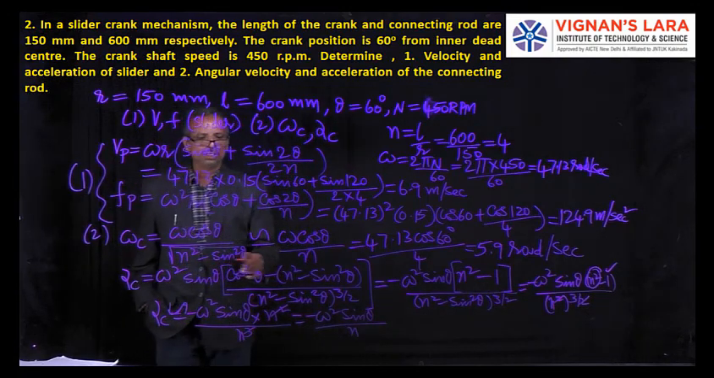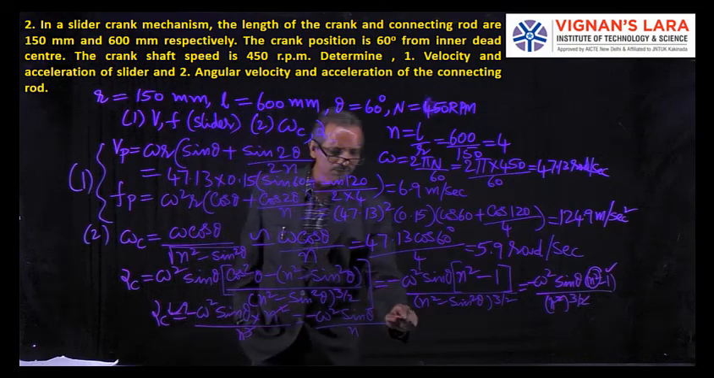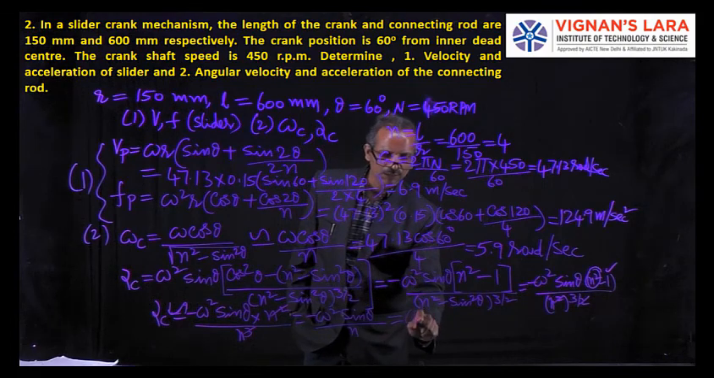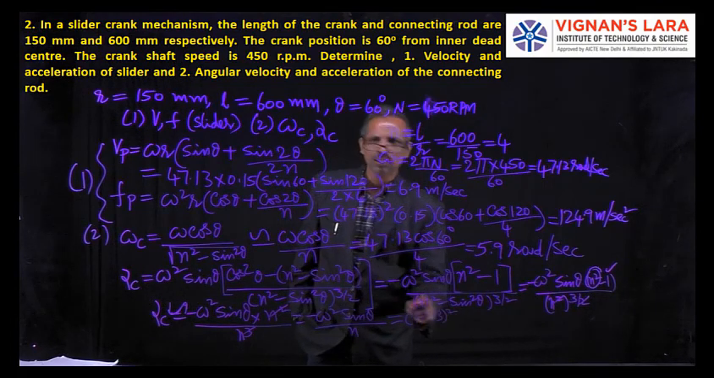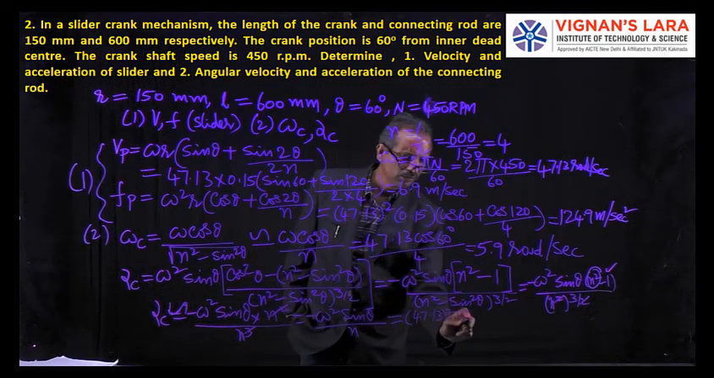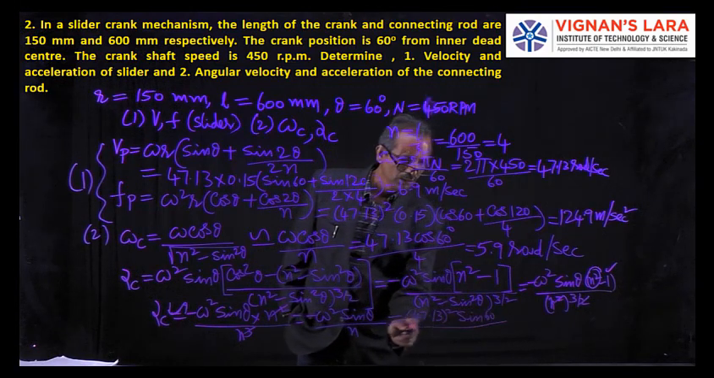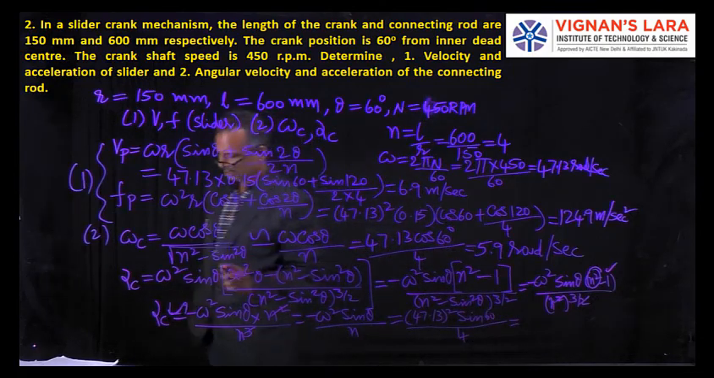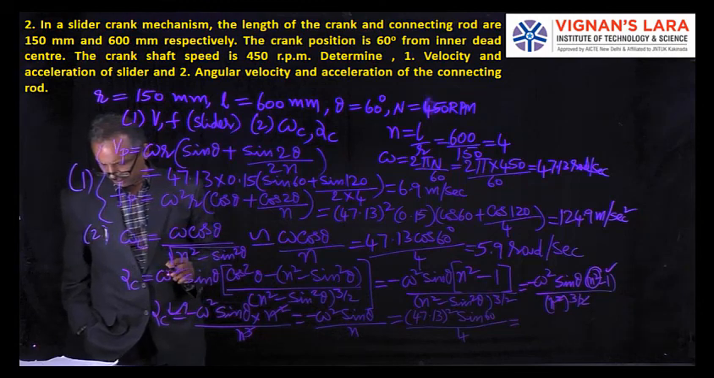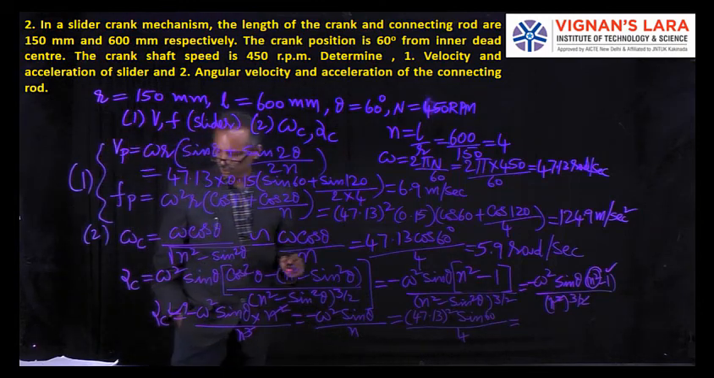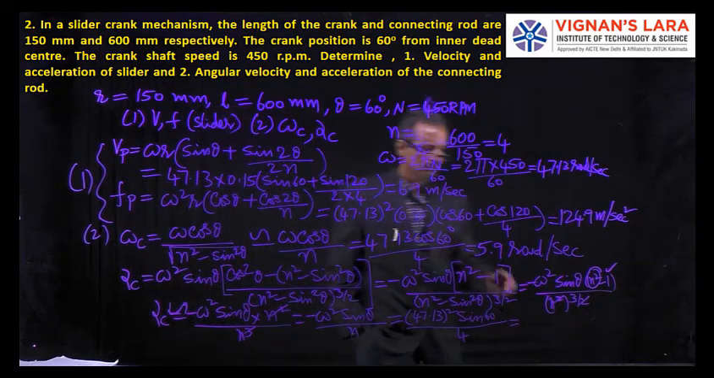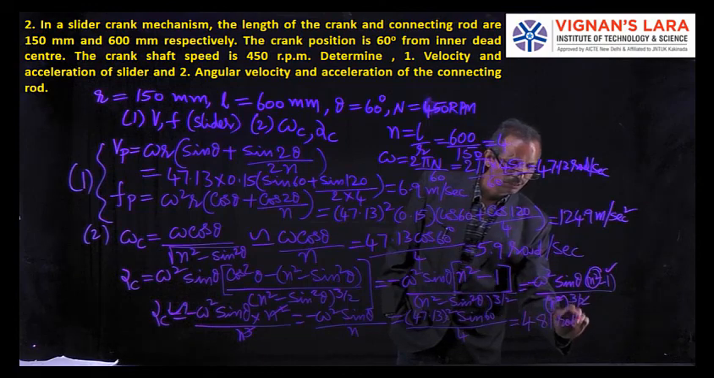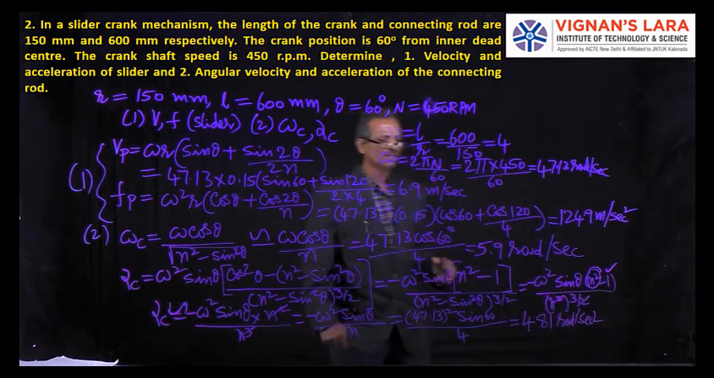If I substitute the values of omega, that is 47.13 whole square, theta 60, n is 4, I get the value 481 radians per second square.